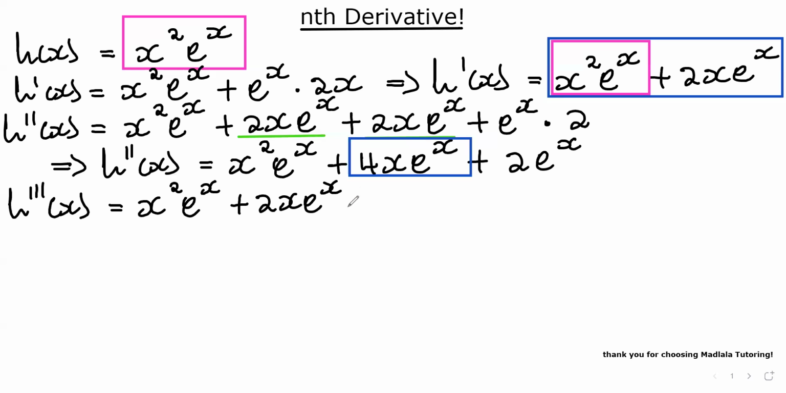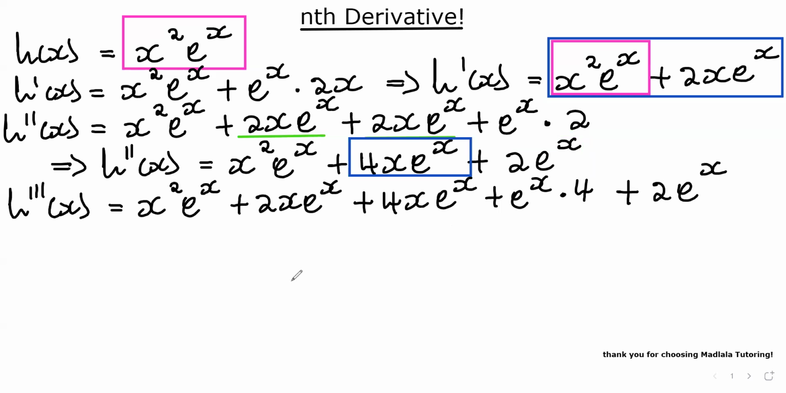And once again, we can see it's a product of two functions. So we use the product rule. And this is what the product rule is saying. And then we come back and find the derivative of the last part. Well, the derivative of 2e to the x is just going to be 2e to the x.